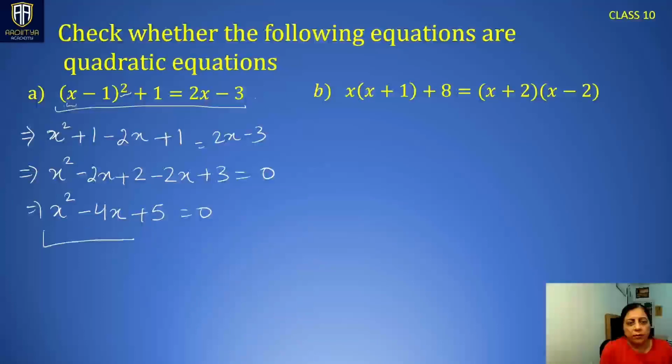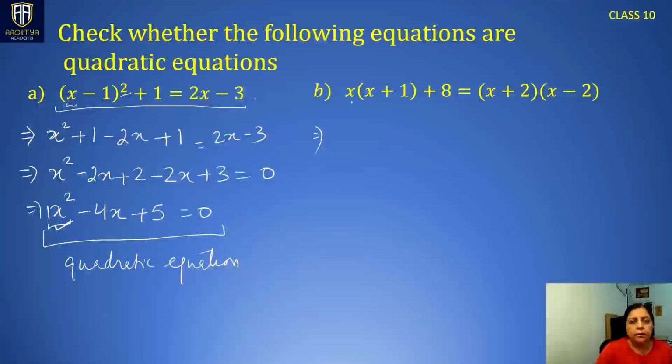So after simplifying the whole expression, we have got this as x square minus 4x plus 5 is equal to 0. We can see that coefficient of x square is not equal to 0. It is 1 in this case. And since we have the highest degree 2, this is a quadratic equation, right? This is a way to analyze this.